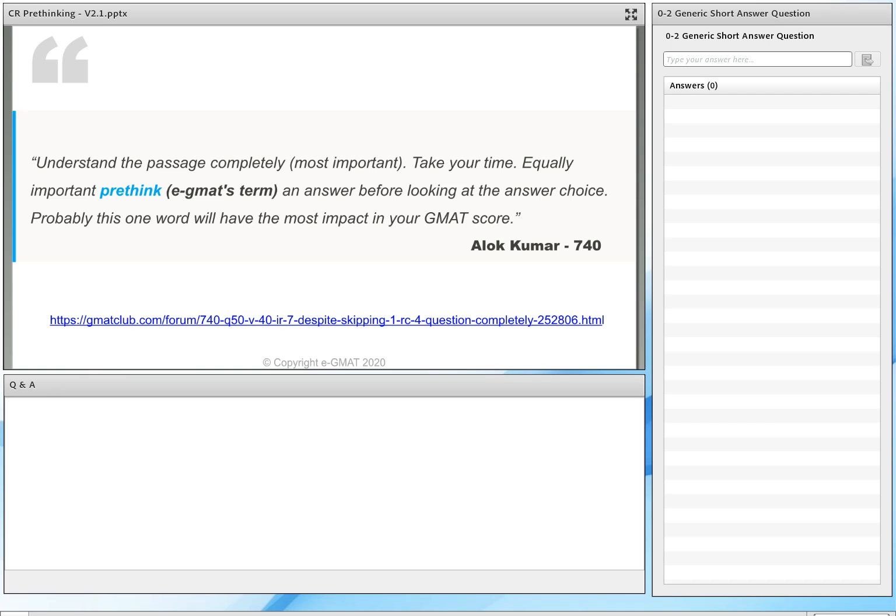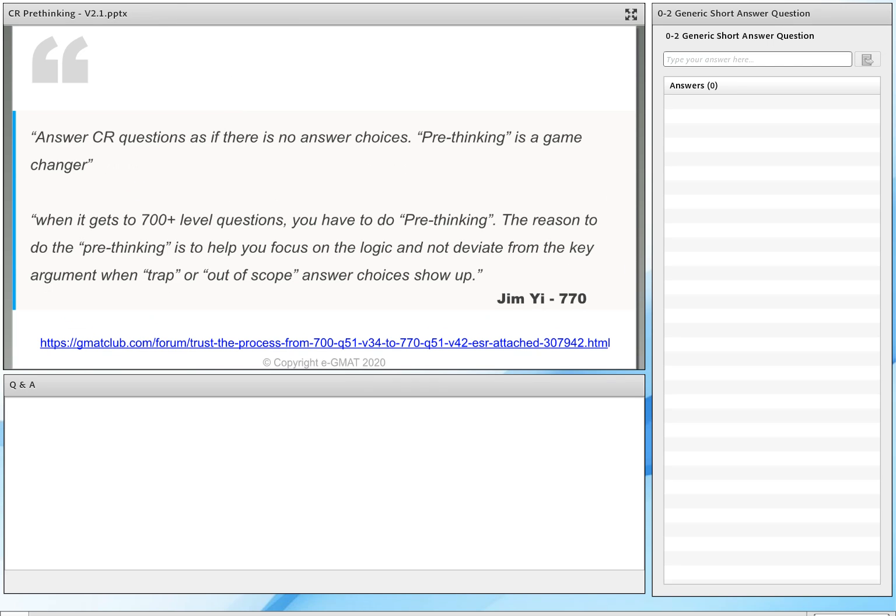So here are some examples. One of our students scored a 740. He says, understand the passage completely. Again, this is about reading comprehension. Pre-thinking, really important in RC as well. Equally important, pre-think an answer before you look at the answer choice. Probably this one word will have the most impact on your GMAT score.